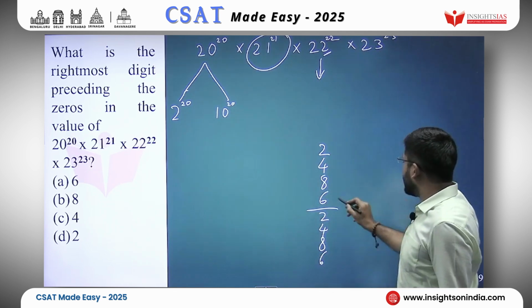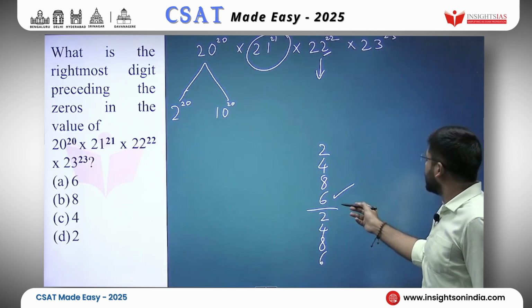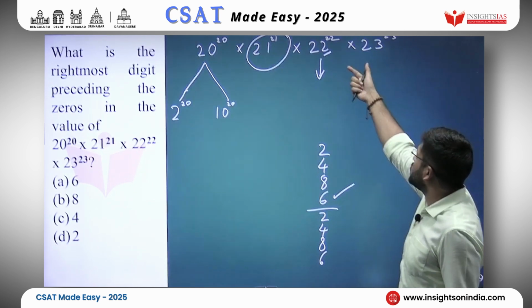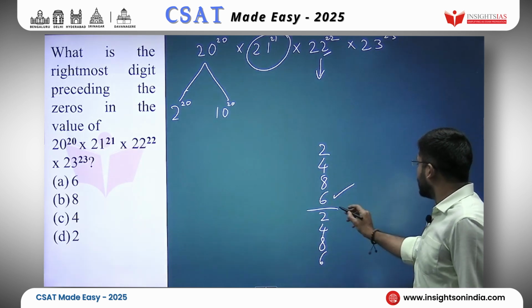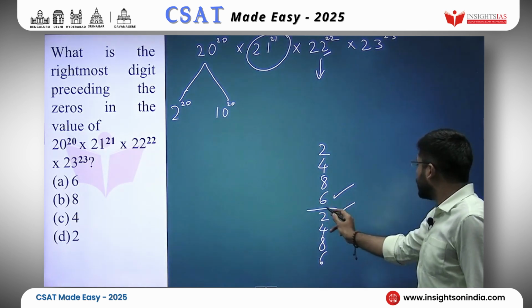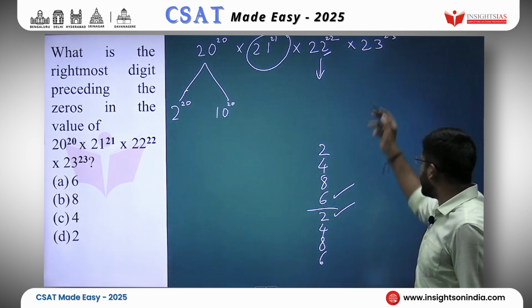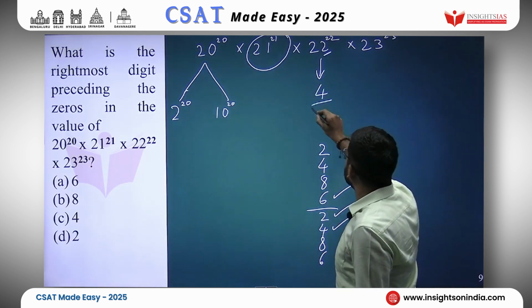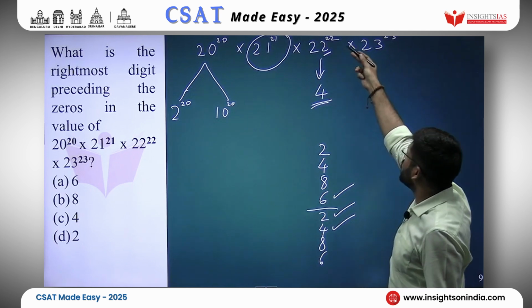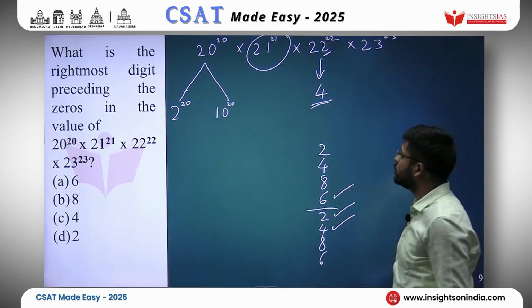2 to the power of 20, it would be 6, because 20 is divisible by 4 and the cycle length is 4. Okay, 2 to the power of 21 would have last digit as 2, and 2 to the power of 22, it will have the last digit to be 4. The last digit of 22 to the power of 22, it would be 4.